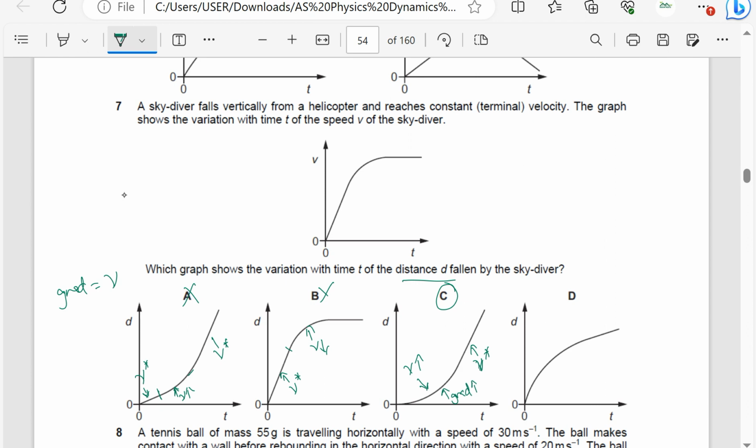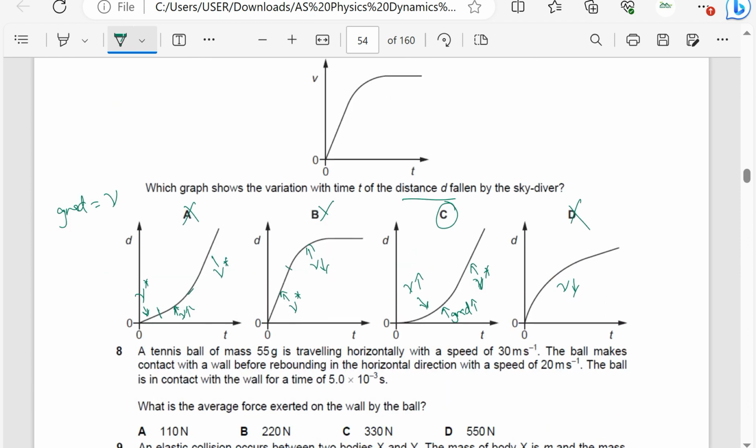D is automatically wrong because D is showing the gradient is decreasing, so this shows V is decreasing. So this is out. So the answer is C.